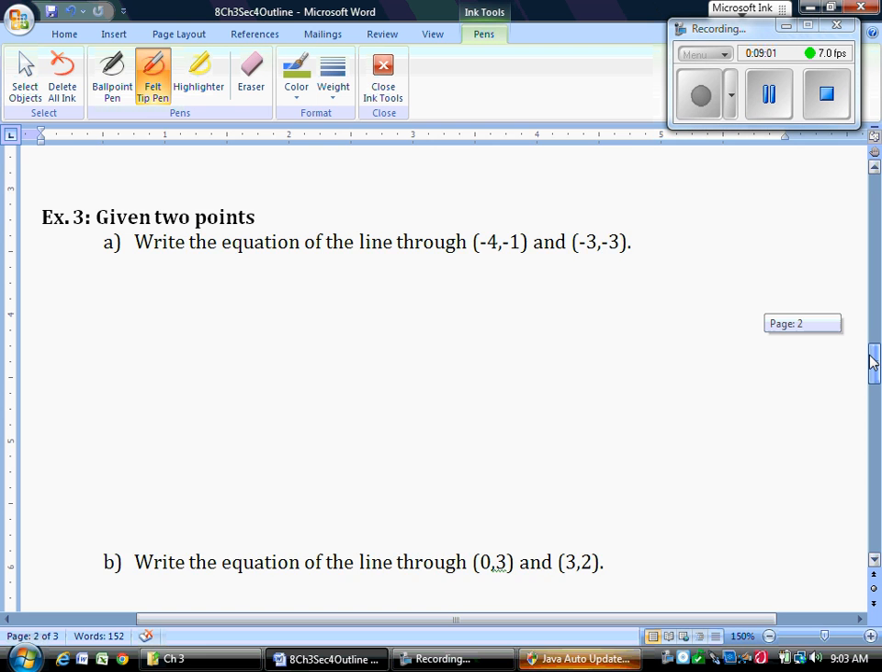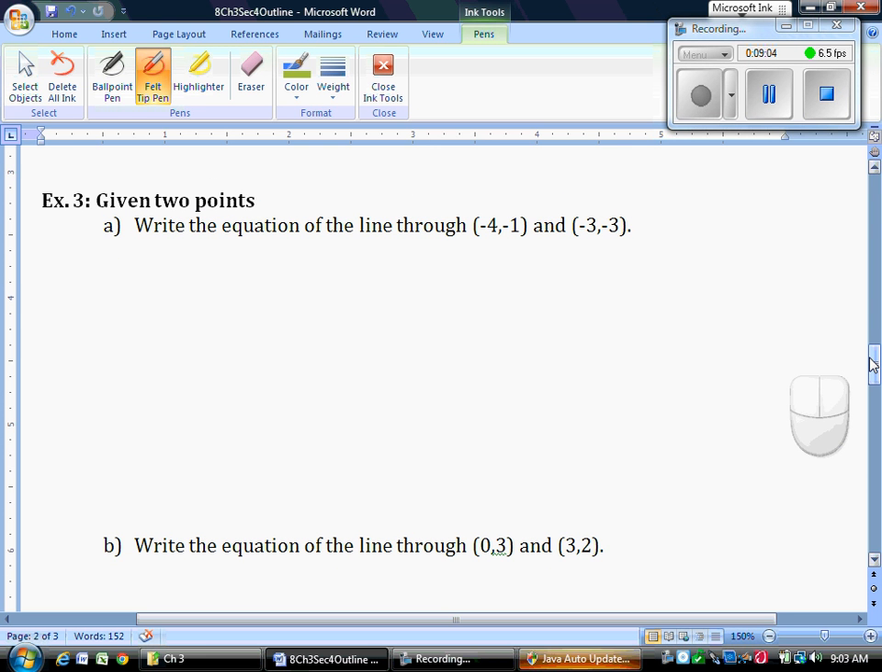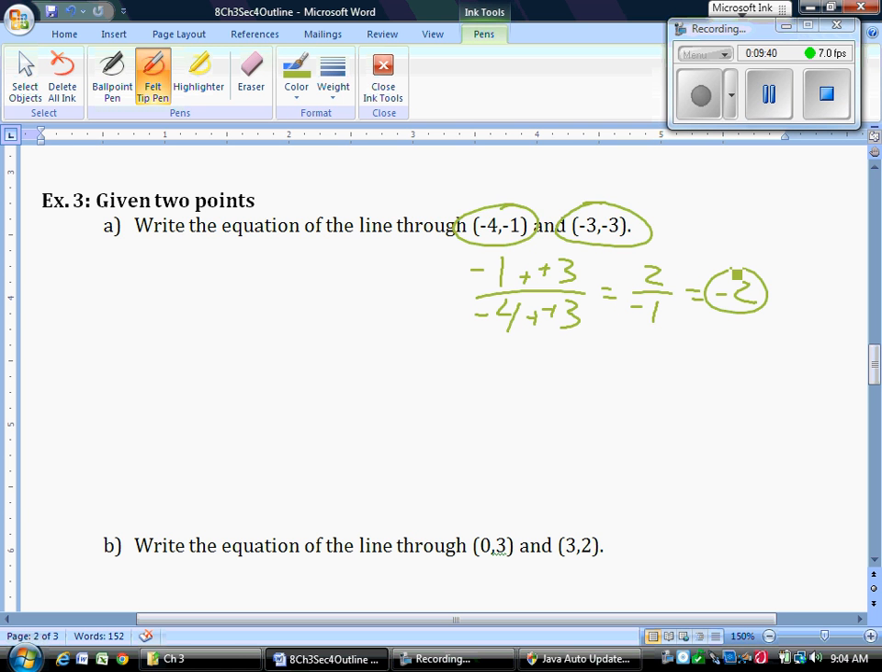Okay? And the last type of example we're going to see is if we're given 2 points. So you're either given a slope and an intercept, in which case we just go to slope-intercept form, a point and a slope, in which case we go to point-slope form, or we're given 2 points. Okay? In this case, we need to take these 2 points and find the slope first, which is why we started this in section 1, is finding a slope. So we're going to start with -1 minus -3 over -4 minus -3. Those become plus, which tells me I have a slope of 2 over -1 or -2.